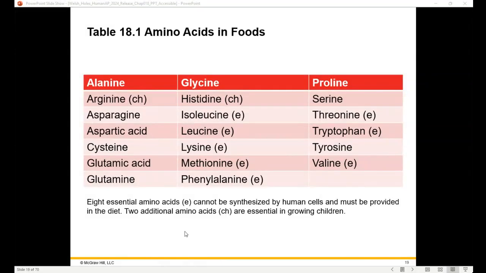And as it says, 8 essential amino acids cannot be synthesized by the human cells and have to be provided in the diet. 2 additional amino acids are essential in growing children.